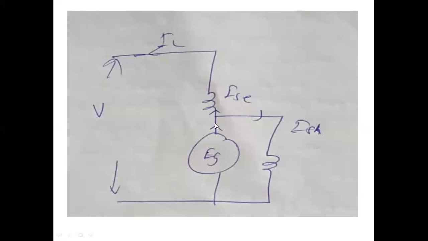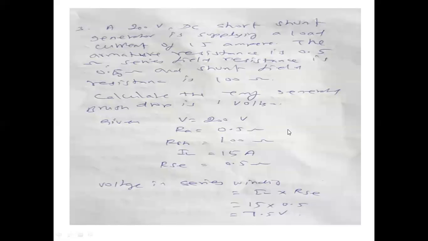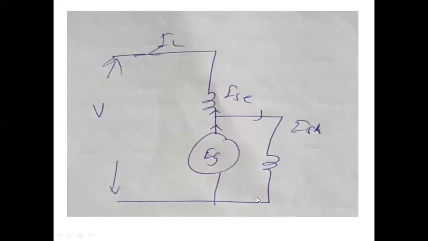Armature current, from the diagram, IA equal to ISH plus IL. So ISH is not given, IL is given. So ISH is nothing but the total voltage available across this terminal divided by the shunt resistance. For that purpose, first we should determine the voltage drop in the series winding. So what is the series winding voltage drop? Series winding voltage drop is nothing but the current in the series winding multiplied with the resistance of the series winding.